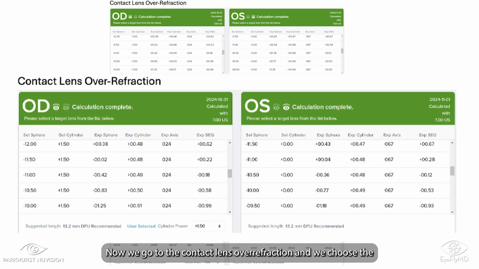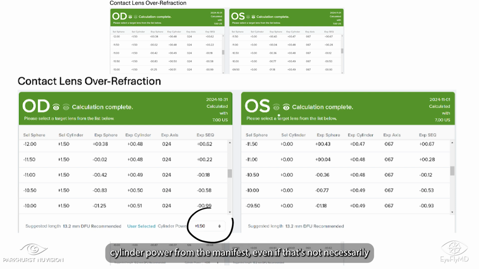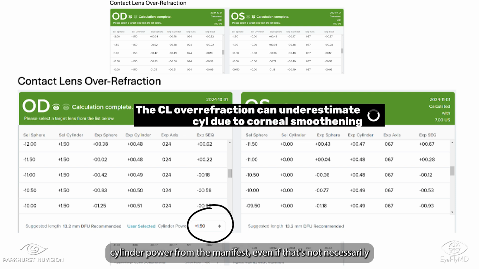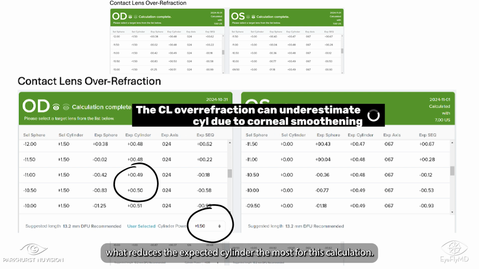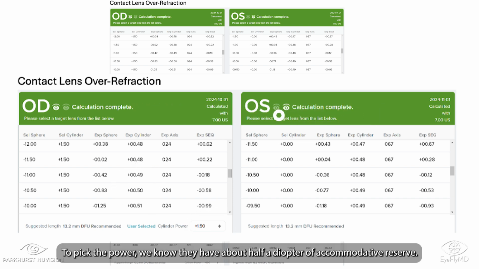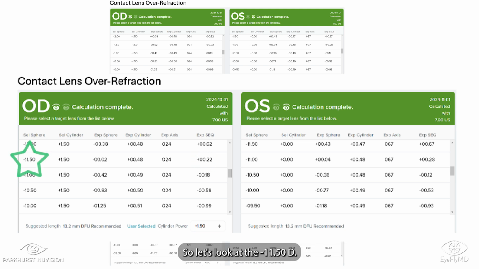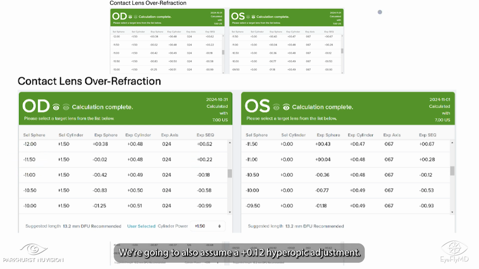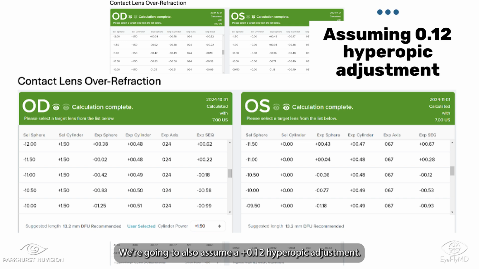Now we go to the contact lens over refraction and we choose the cylinder power from the manifest, even if that's not necessarily what reduces the expected cylinder the most for this calculation. To pick the power, we know they have about half a diopter of accommodative reserve, so let's look at the -11.5. We're going to also assume a plus 0.12 hyperopic adjustment.